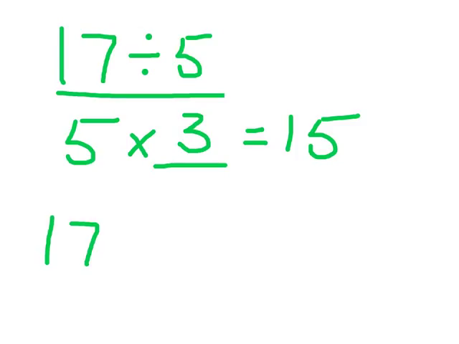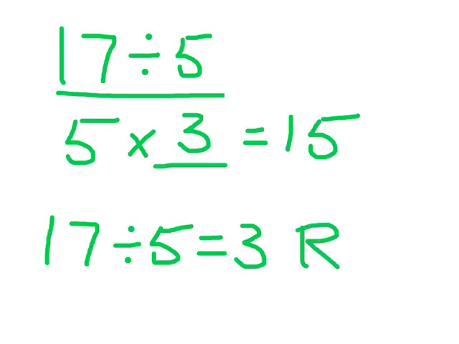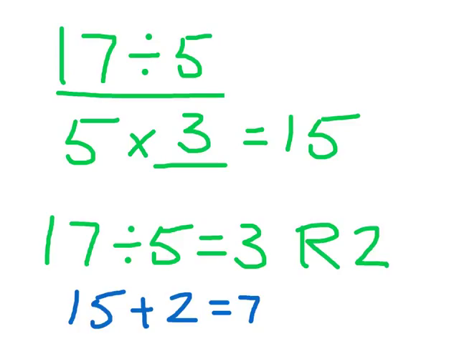So 17 divided by 5 will equal 3, but there's a remainder. Pause the video for a second and see what the remainder is. Because 5 times 3 is 15, we need to add 2 more to get to 17, right? So 2 is what is left over because 5 times 3 is 15, and we need 2 more to get up to 17. So the remainder in this example is 2.